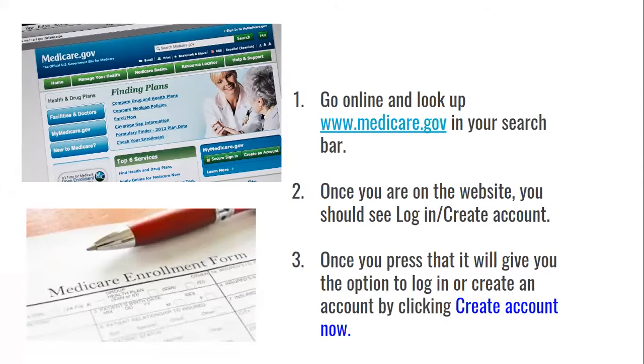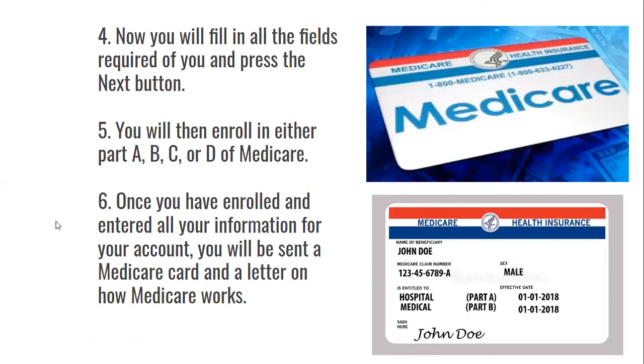Once you press on it, it should give you the option to log in or create account by clicking create account now. Now you will fill in all the fields required of you and press the next button. Five, you will then enroll in either Part A, B, C, or D of Medicare. And I'll be talking more about the different parts further in the presentation.